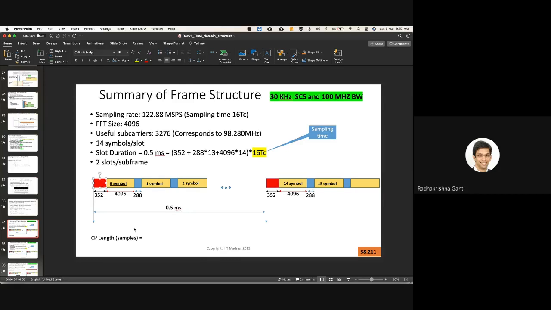Okay. So the thing that you should remember is, in a slot, always the first OFDM symbol will have a little bit longer cyclic prefix compared to all the other symbols in the slot. And I have computed this. Any questions before I go to the next slide and we do this for the other numbers?